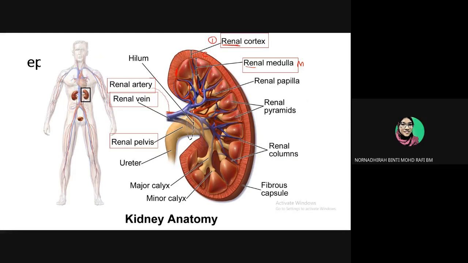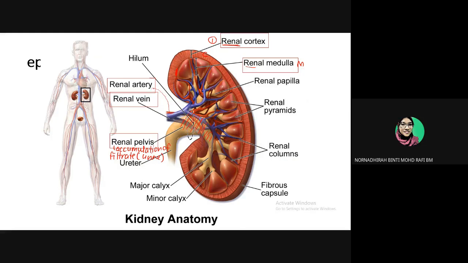Okay, so the outermost is the cortex, the middle is the renal medulla. And then the yellow part is the renal pelvis, the cream colored one. The renal pelvis is the accumulation of filtrate or urine produced. The urine produced here will be accumulated, stored temporarily in the renal pelvis before it continues its journey through the ureter into the urinary bladder. So the first urine produced will be accumulated here.